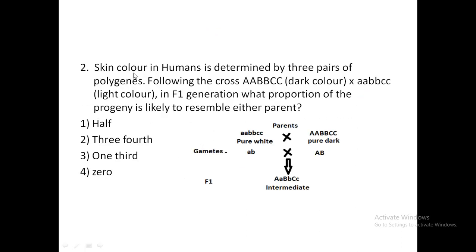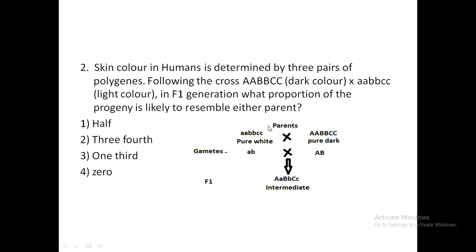Now, skin color in humans is determined by 3 pairs of polygenes. Following the cross, dark color is completely dominant. This woman marries this man, having homozygous recessive genotype, and this fellow has homozygous dominant phenotype. In F1 generation, what proportion of the progeny is likely to resemble either parent?